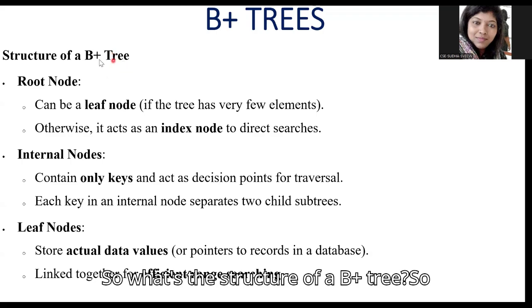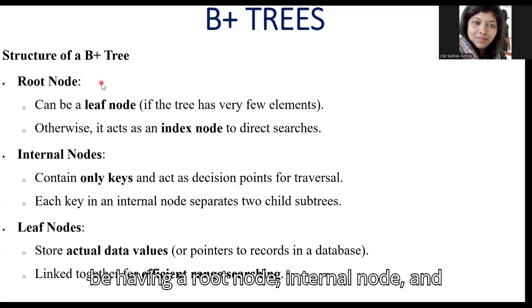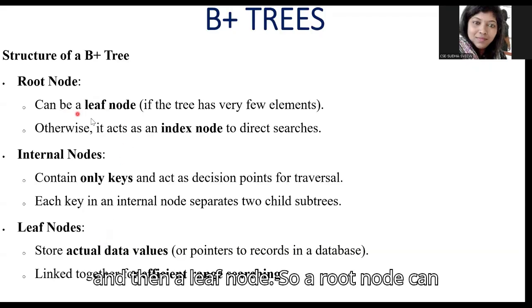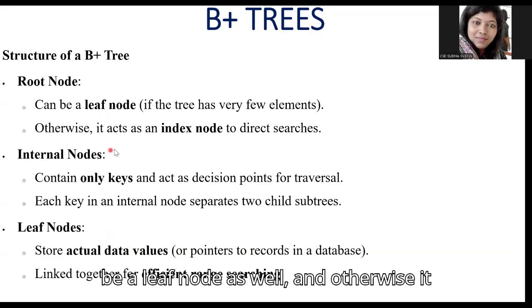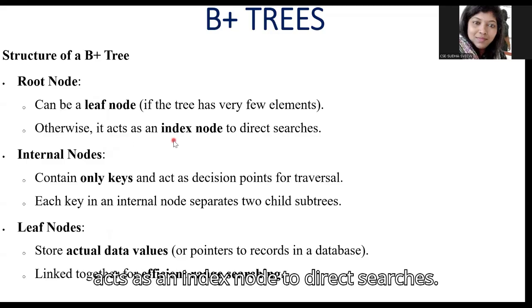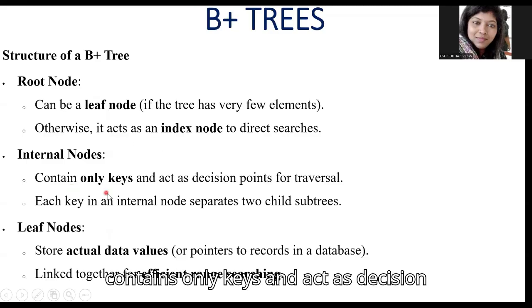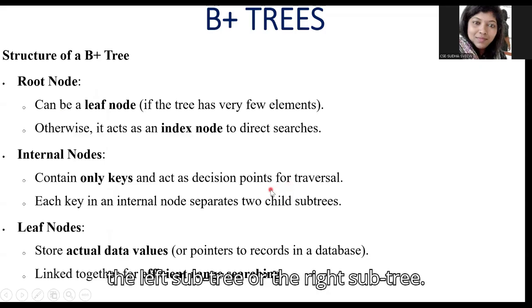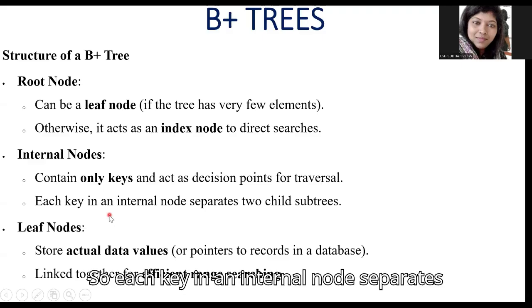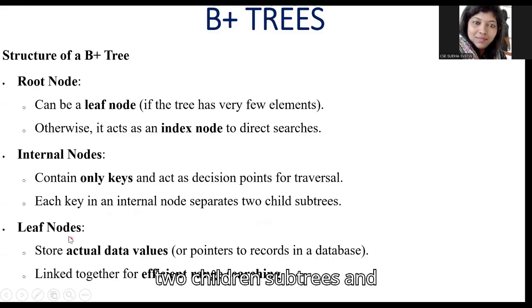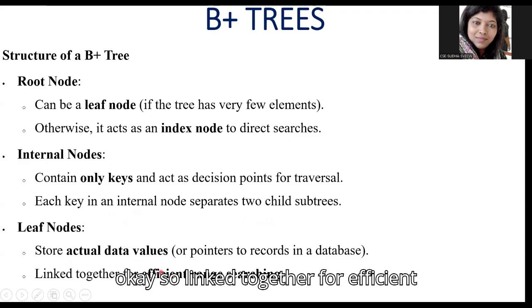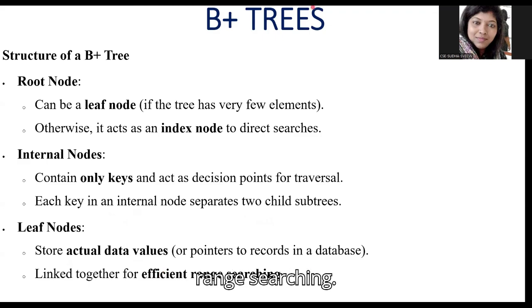So what's the structure of a B+ Tree? A B+ Tree has a root node, internal nodes, and leaf nodes. A root node can be a leaf node as well, and otherwise it acts as an index node to direct searches. Internal nodes contain only keys and act as decision points for traversals, whether to take the left subtree or the right subtree. Each key in an internal node separates two child subtrees, and leaf nodes store actual data values, linked together for efficient range searching.